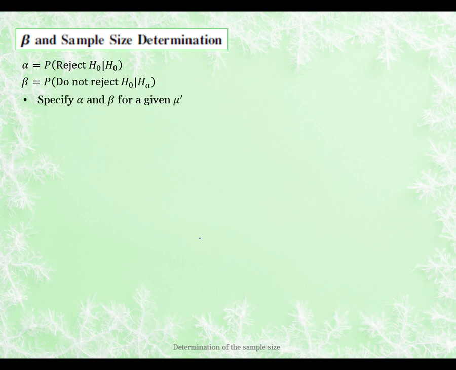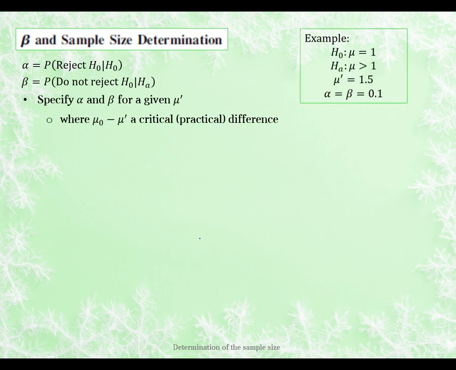say we're going to specify, and this happens in practice, we'll specify the risks that we are willing to take. So we'll specify the probability of type 1 and 2 errors that we are comfortable with for a given value of mu prime, which will mean that there is a practical difference that we are interested in. So, for example, let's say we're dealing again with an upper tail test. We have a null and alternative.